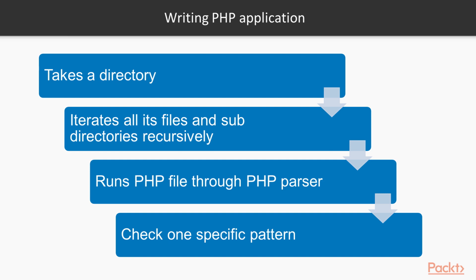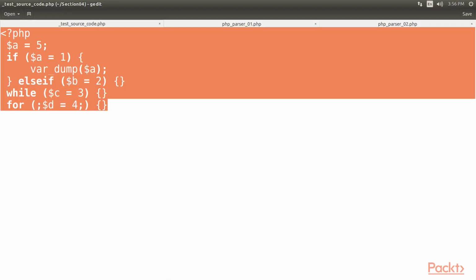We will write an application that takes a directory, iterates all its files and subdirectories recursively, and runs each PHP file through the PHP parser. We will check only for one specific pattern. Now let's look at the code to find any statement where we use the assignment inside a condition. Here is our code example.